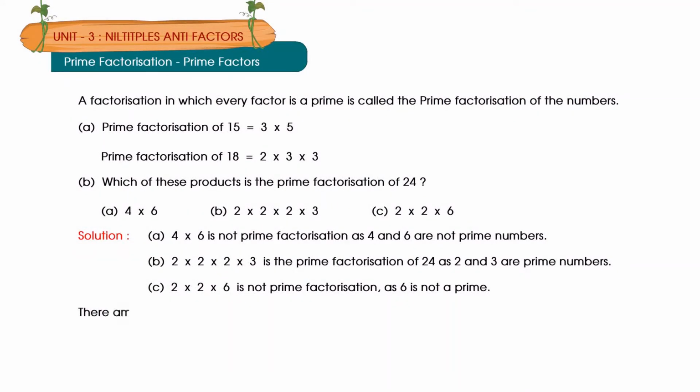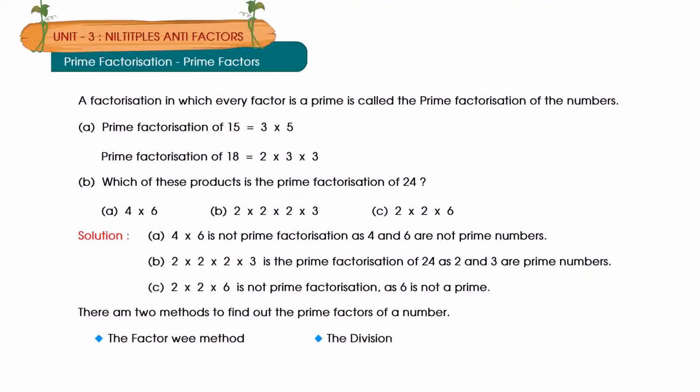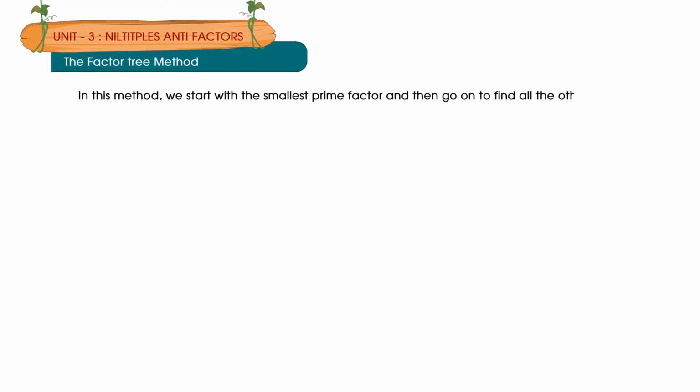There are two methods to find out the prime factors of a number. 1. The factor tree method. 2. The division method. The factor tree method: in this method, we start with the smallest prime factor and then go on to find all the other prime factors.